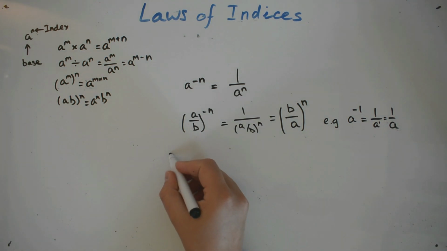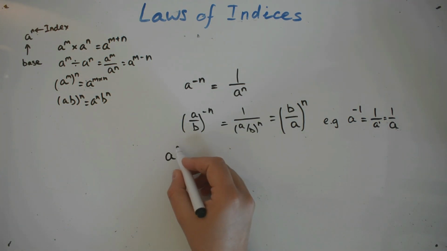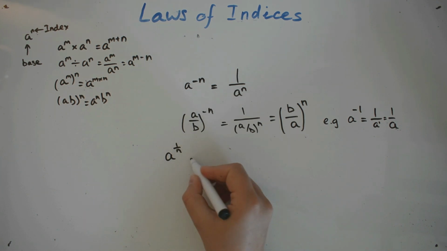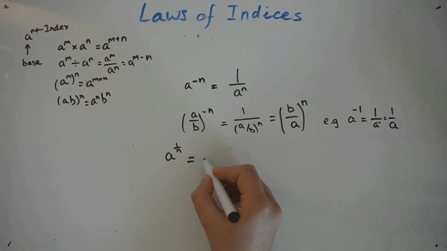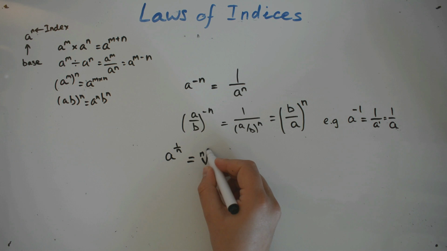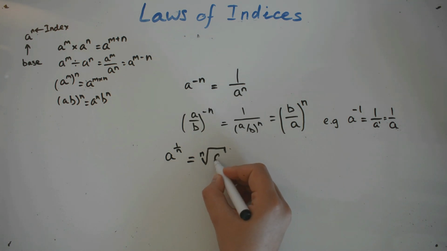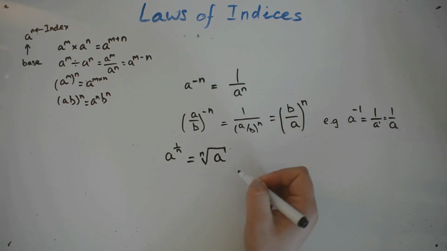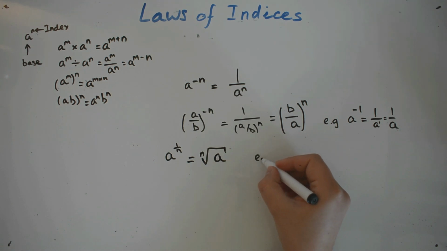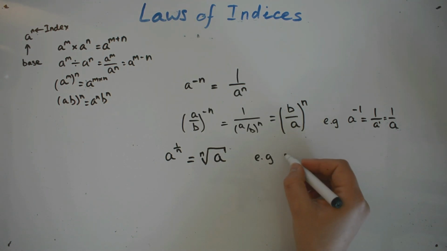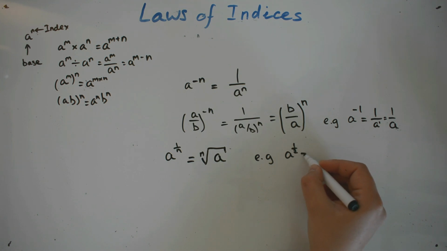Next rule is a to the power of 1 over n. So what does a fraction do? Well, the fraction is just a root of a. In our case it's the nth root of a. For example, if we have a to the power of half, that will become the square root of a.